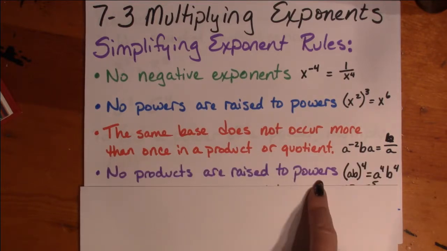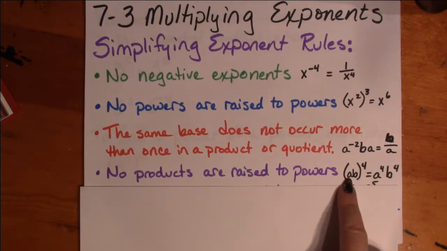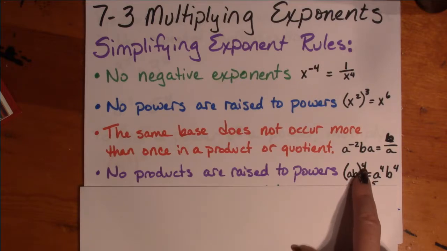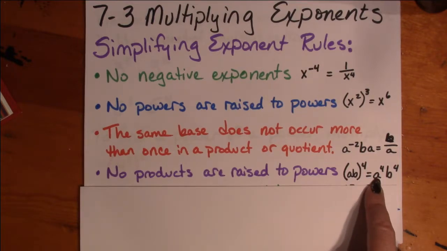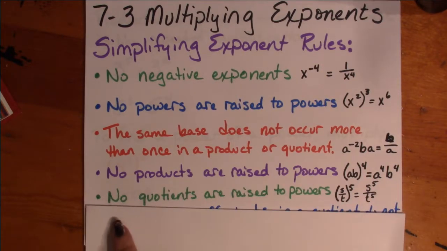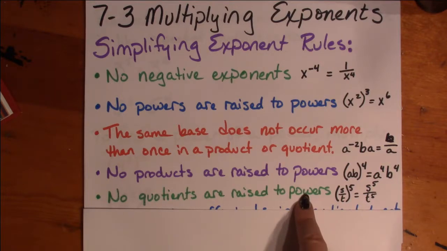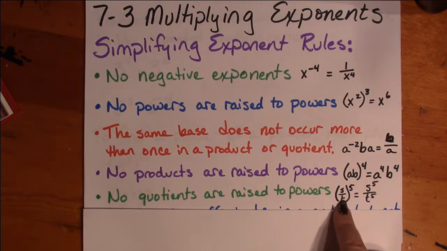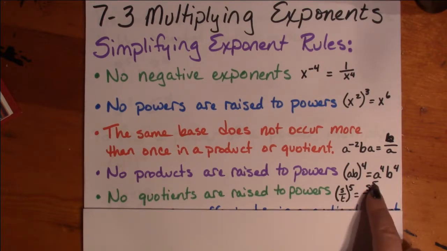No products are raised to powers. So here I have a times b raised to the 4th. I actually have to know that there are 4 a's and 4 b's. That 4 has to be distributed. Similarly, no quotients are raised to powers. So I can't have s over t to the 5th. I have s to the 5th over t to the 5th.